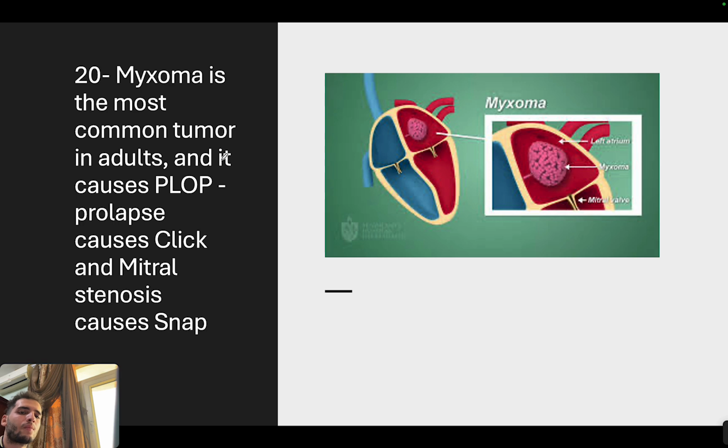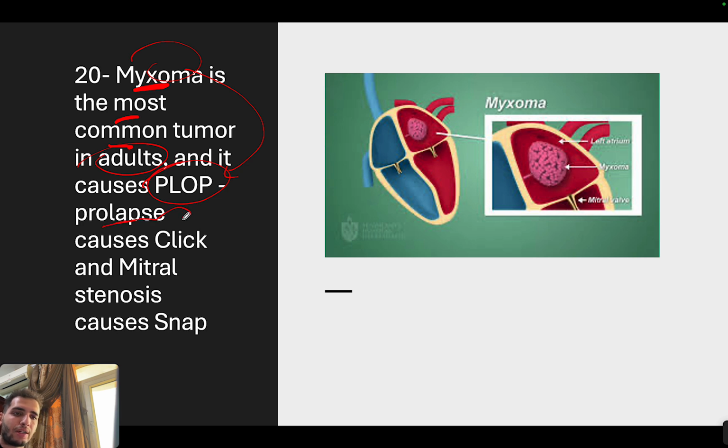Okay. Now, the next information is that myxoma is the most common primary tumor in adults, and rhabdomyoma is the most common primary tumor in the heart in children. Okay. Now, of course, the most common tumor in the heart in general is from metastasis, because primary heart tumors are usually rare.